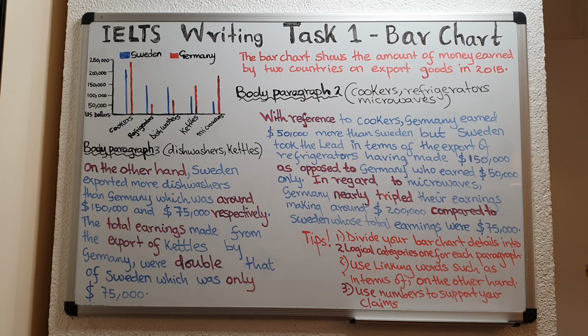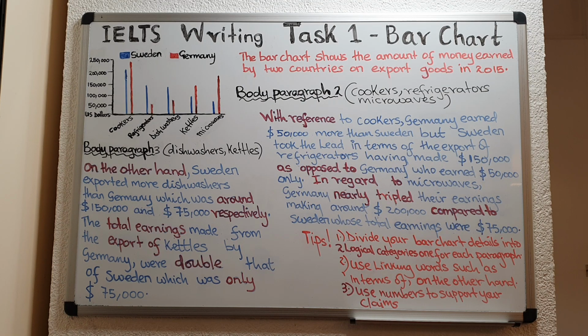So Sweden made $150,000 as opposed to Germany, who earned only 50,000. So in that particular sentence, I have used linking words of contrast. So A and this, and B and that.